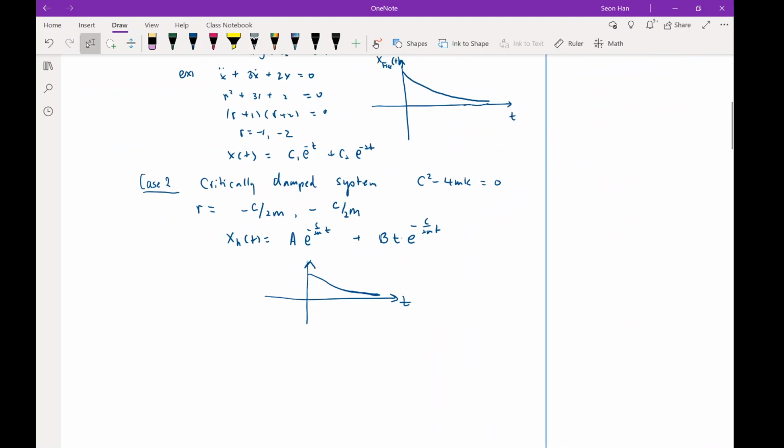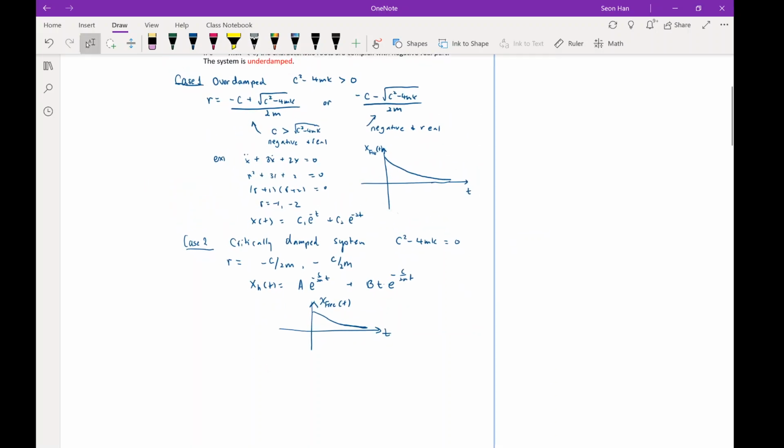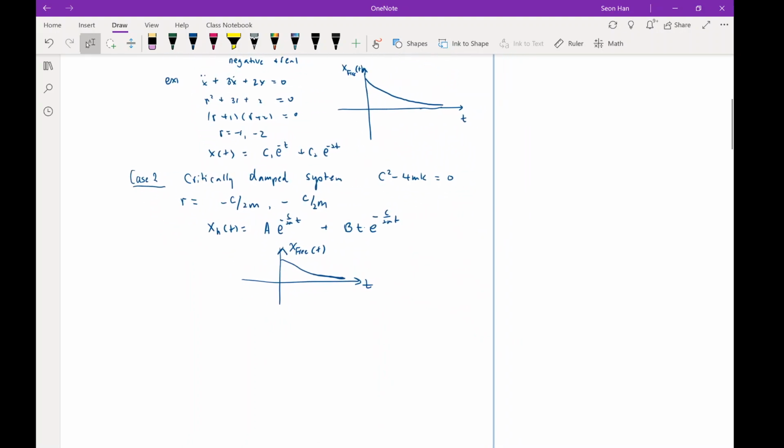So if you look at the free response only, so this is your x free. Sometimes it's hard to tell. In fact, I'll say 100% of the time I can't tell whether it's critically damped or, what's the other one? Overdamped. So now let's go to case 3. Okay, case 3, this is what's called an underdamped system.